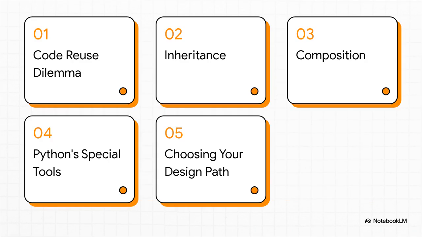All right, so here's our game plan. First, we'll talk about the code reuse dilemma itself. Then we'll dive into inheritance, the classic solution, before looking at its super flexible alternative, composition. After that, we'll get into some special Python tools like Mixins, and we'll wrap it all up with a practical guide for choosing the right design path for your own projects.